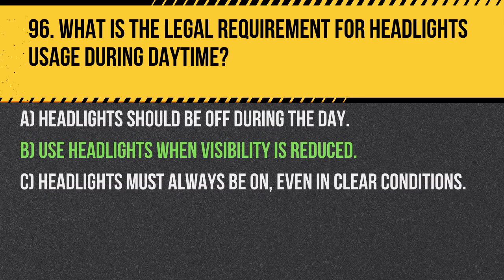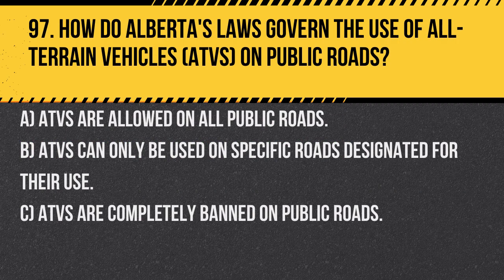Answer: B. Use headlights when visibility is reduced. Daytime running lights or headlights during poor daytime visibility can enhance safety by increasing your vehicle's visibility to others. Question 97. How do Alberta's laws govern the use of all-terrain vehicles, ATVs, on public roads?